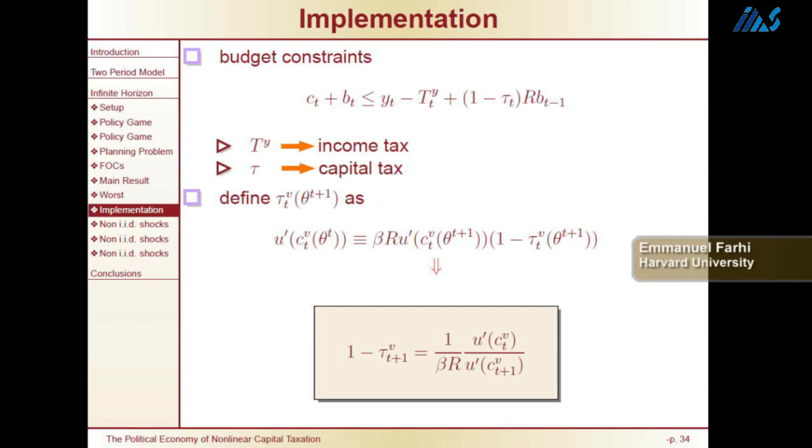And so that's an implementation that works. And the reason it works is because it takes care of joint deviations, where you jointly save and expect to lie tomorrow. Why? Because the Euler equation holds no matter what your reporting strategy tomorrow is.